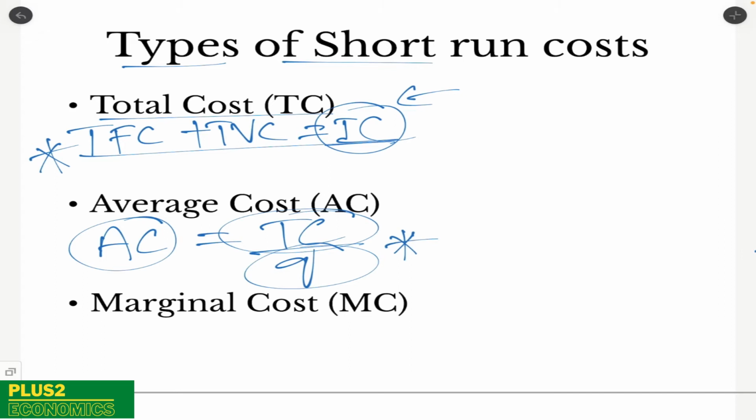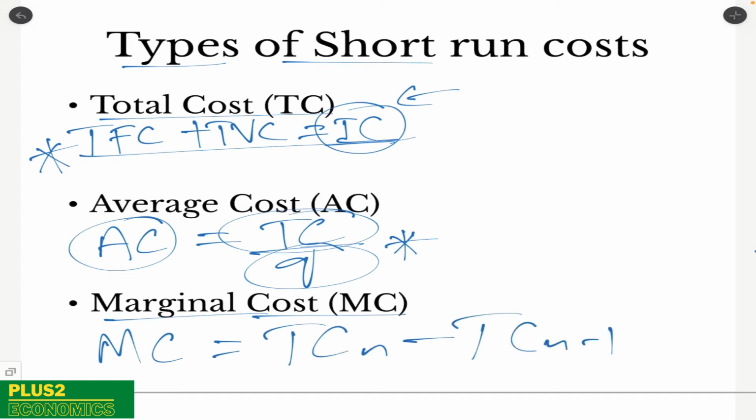And the next thing that is given to us here is the marginal cost. Definition for marginal cost is, it is the cost incurred for the production of one additional unit. Very important definition, very regularly asked for 1 mark. Marginal cost is the cost incurred for the production of one additional unit. So what's the formula for this? MC is equal to TCn minus TCn minus 1. So this is the formula.